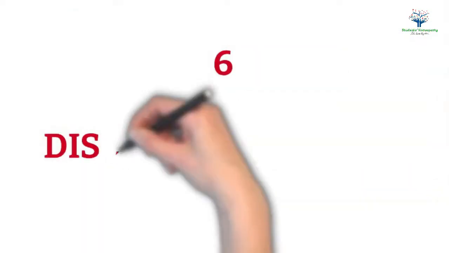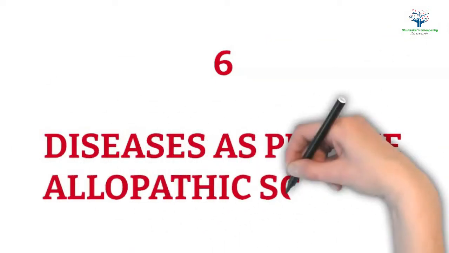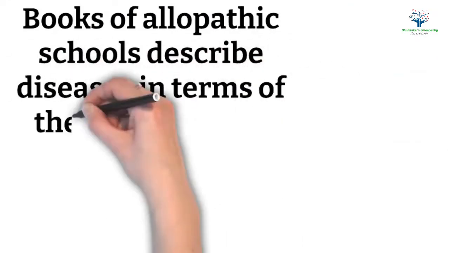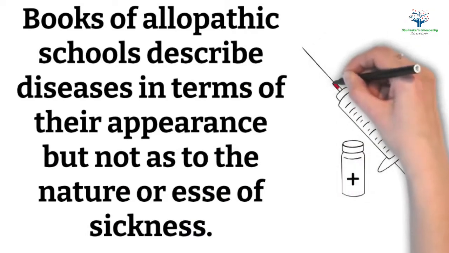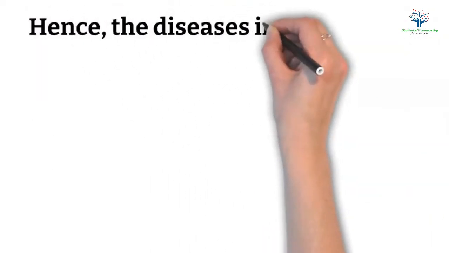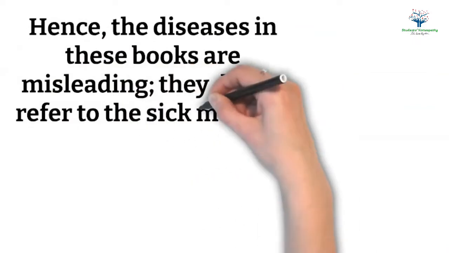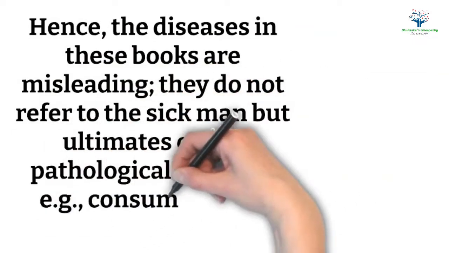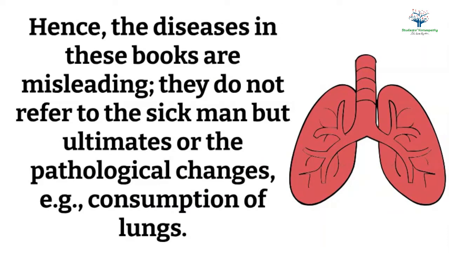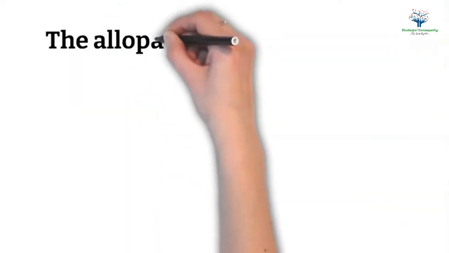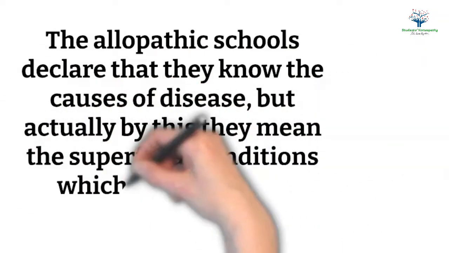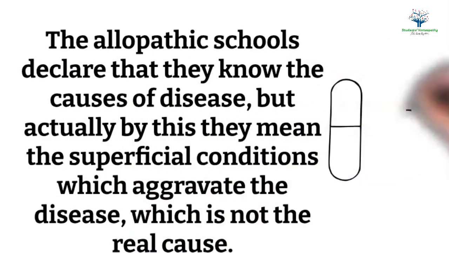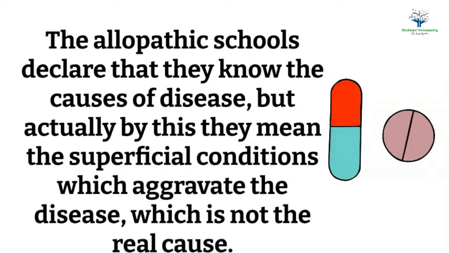So the next point is diseases as per the allopathic school. Books of allopathic schools describe the diseases in terms of their appearance but not as the nature or age of the sickness. Hence, the diseases in these books are misleading. They do not refer to the sick man but to the ultimates or the pathological changes, that is, congestion of lungs. The allopathic schools declare that they know the cause of disease, but actually, by this, they mean the superficial conditions which aggravate the disease, which is not the real cause.